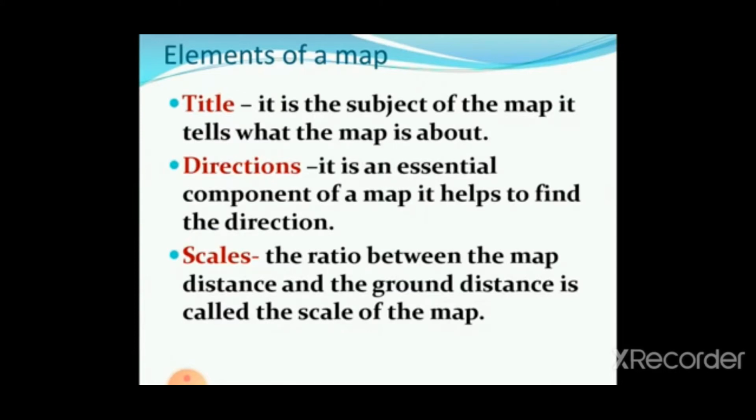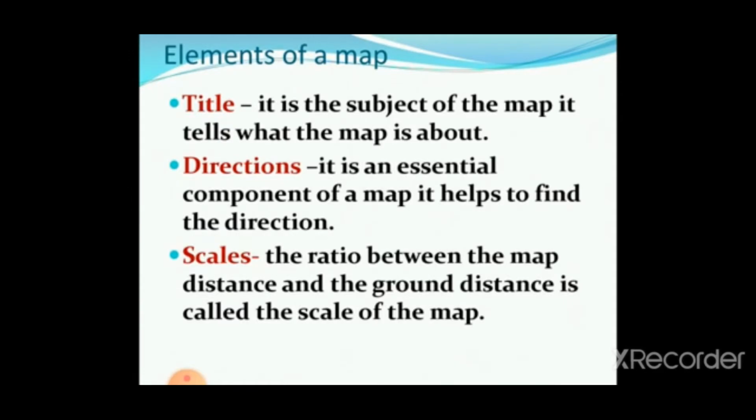Now the second one is called the directions. It is also a very important component of a map. It helps us to find the direction. In most of the maps you can see on the side a square will be given where a compass will be shown, and there the directions will be written. So it also helps us to find our way and understand the map easily.